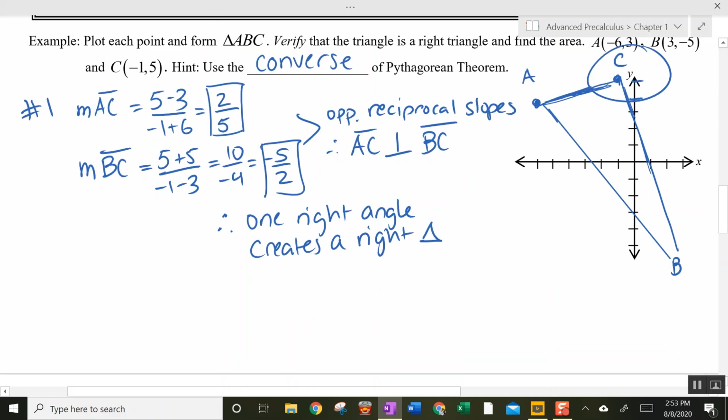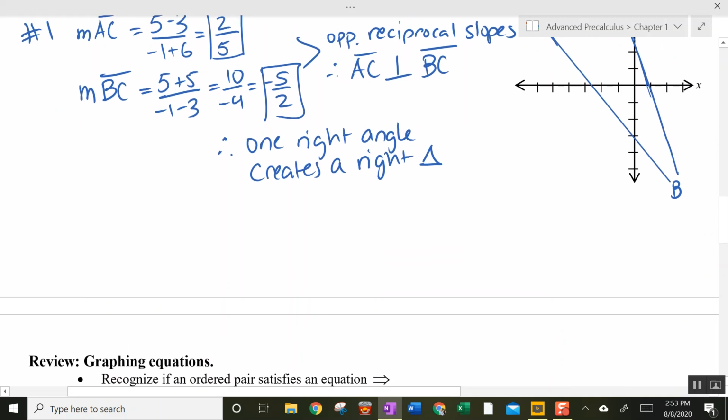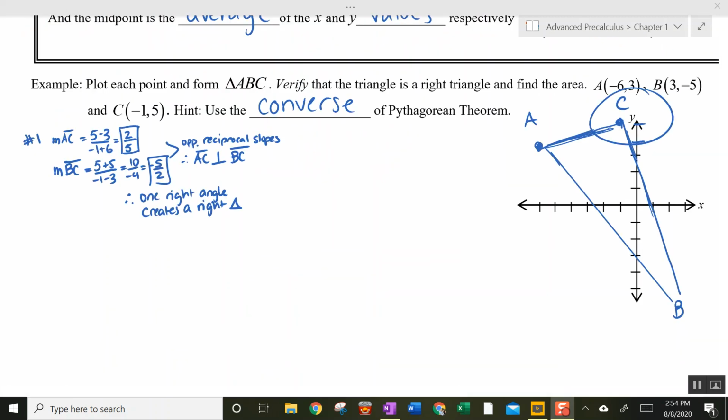The second way is a little bit more complicated. It uses the converse of the Pythagorean theorem. All right, looking at this triangle, it looks like segment AB is the hypotenuse. So I'm going to say the Pythagorean theorem would state, if this is a right triangle, the length of AC squared plus the length of BC squared should equal the hypotenuse squared. So if that's true, it must be a right triangle. Let's see if that in fact is true.